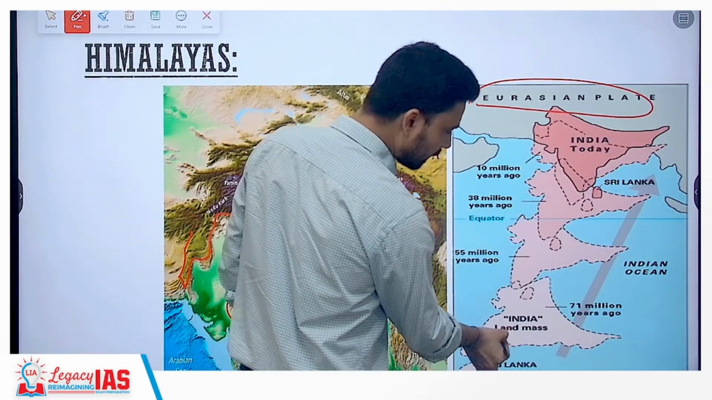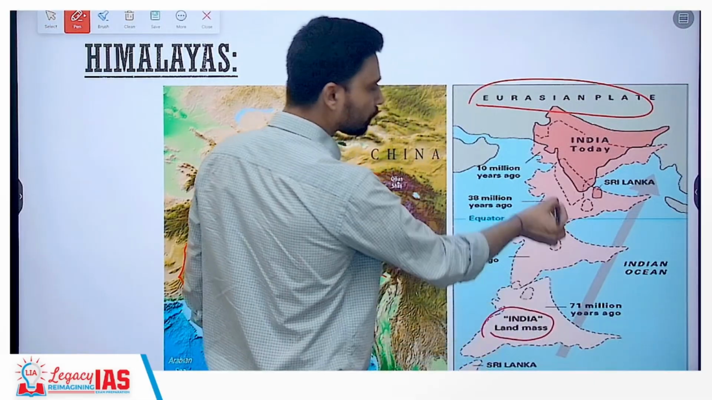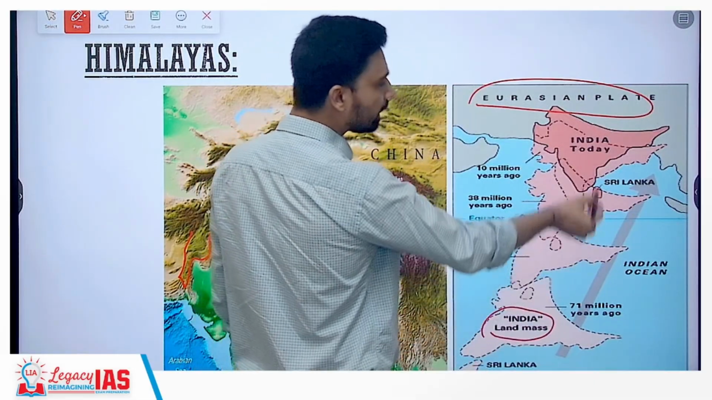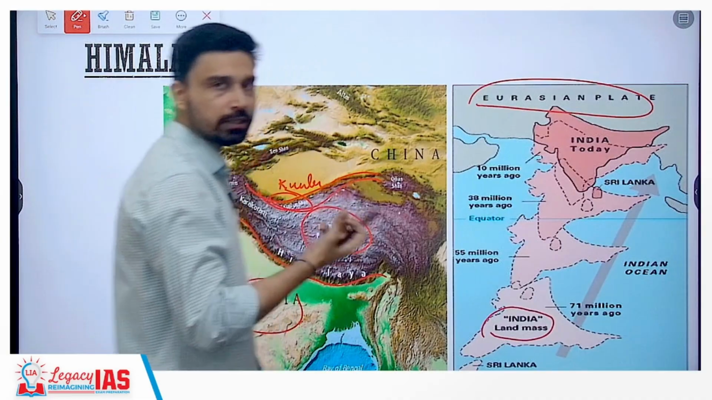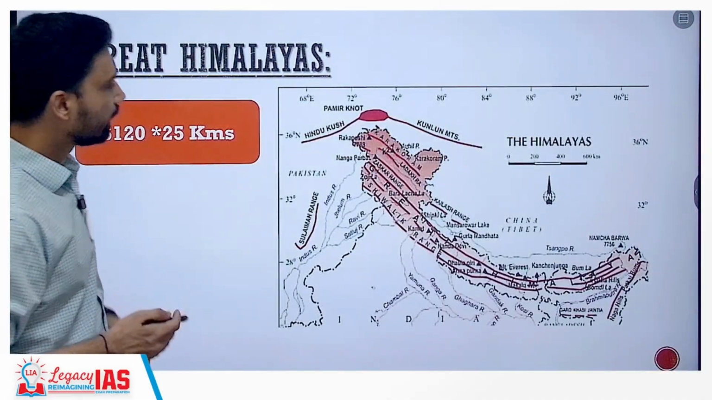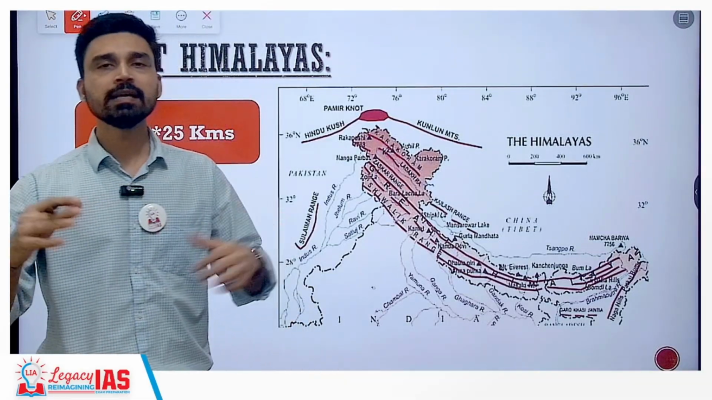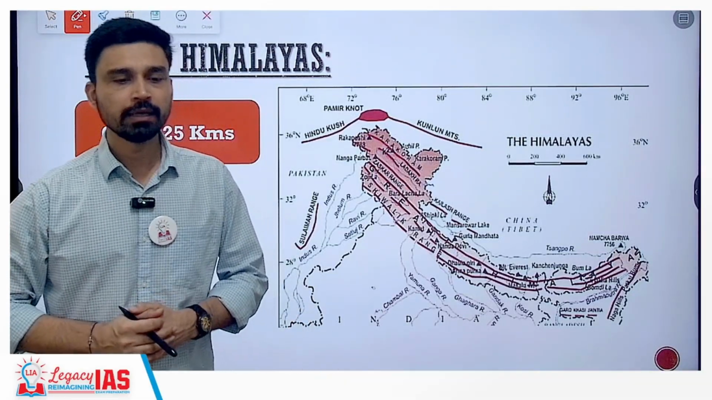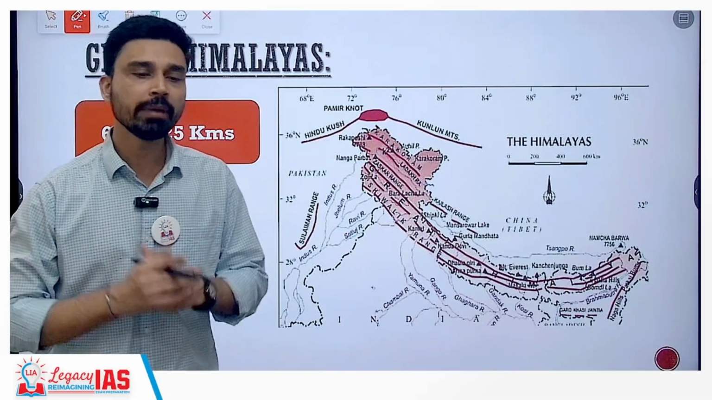Before this, the Indian landmass used to be to the south of the equator. It kept moving to the north, and that is when the collision led to the formation of the Himalayas. That's the brief geological history to talk about. Now, the Himalaya itself is not a single range of mountain. Rather, it is divided into three major mountain ranges.